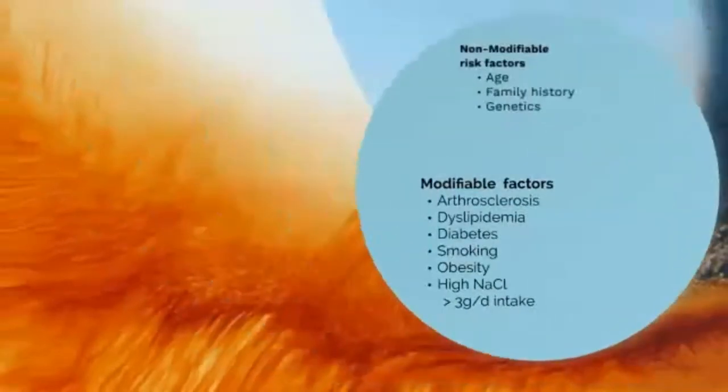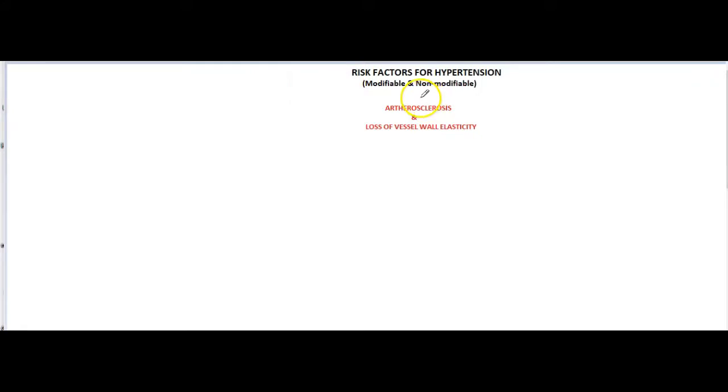How these risk factors lead to an increase in blood pressure, and what the pathophysiological outcomes of elevated blood pressure are, we shall see now. The various risk factors for hypertension, both modifiable and non-modifiable, lead to atherosclerosis and loss of vessel wall elasticity. Over a period of time, this loss of vessel wall elasticity and increased perfusion pressures in various organs will lead to changes in multiple organs.